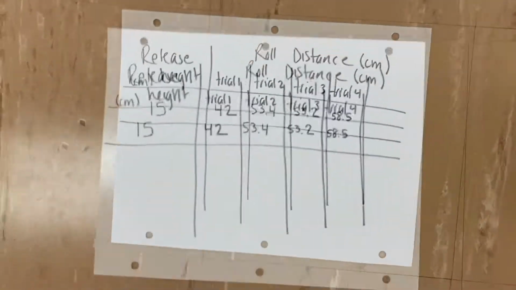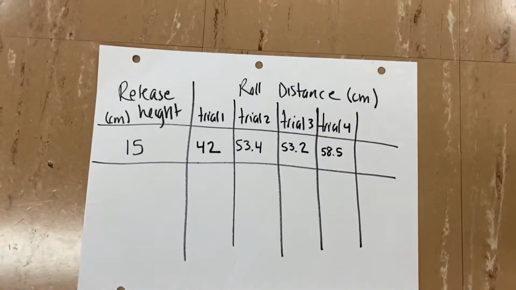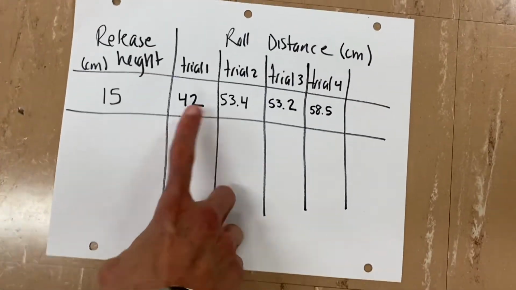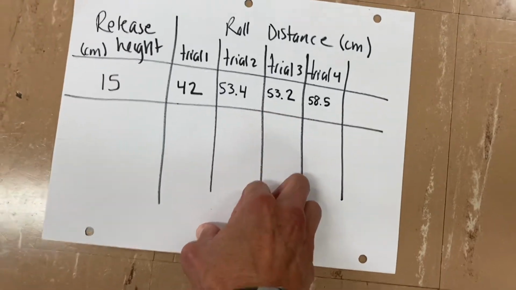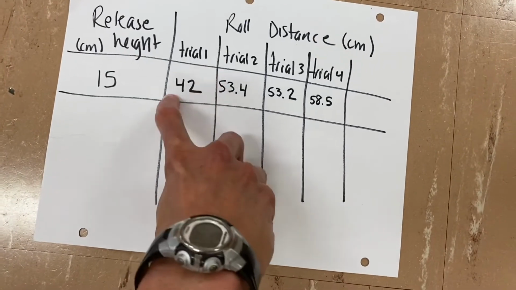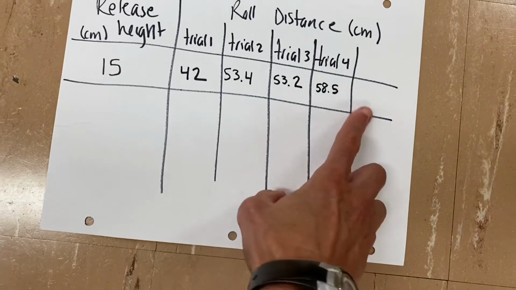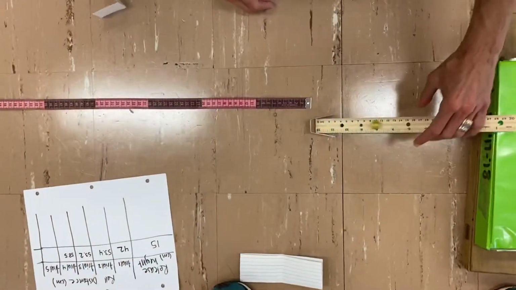All right, Stevens, how are you feeling about that data? Well, this one's very low. Those are all pretty similar. Yeah, they're in the 50s. I could throw this one out. I could try again and see if we get 50s again.